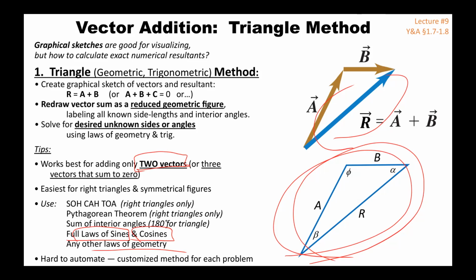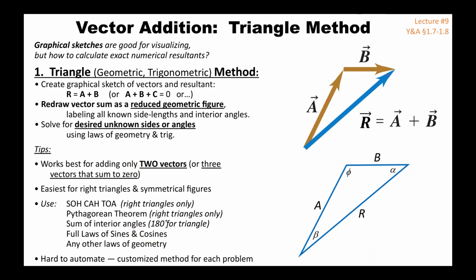Now, all of you have learned the law of sines and cosines from trigonometry class, but this is definitely a much more convenient method when the vectors that you're adding happen to nicely form a right triangle. And in that particular case, we can use the Pythagorean theorem and SOHCAHTOA, and that is just much faster.